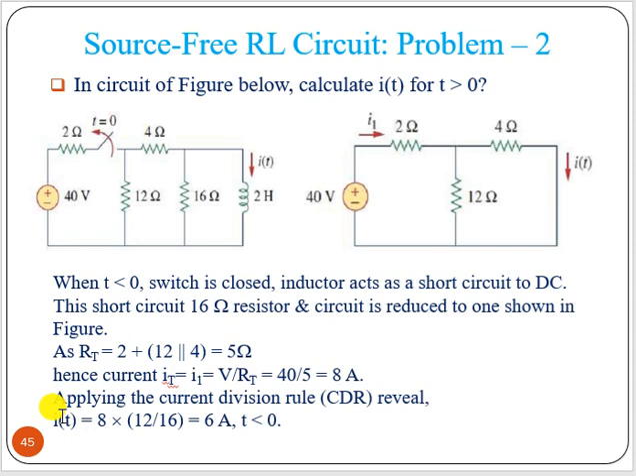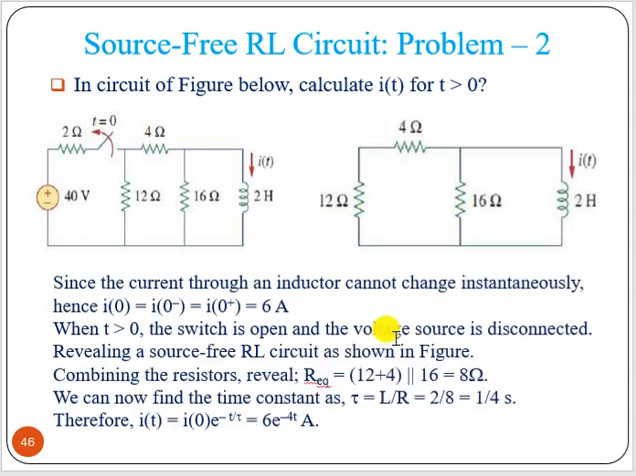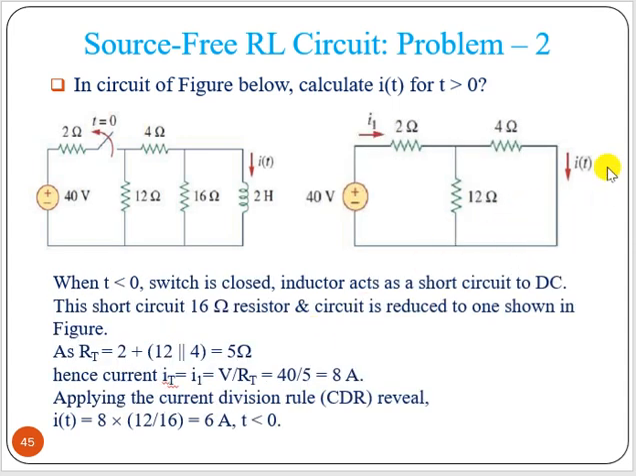And if we want to find out I1, and if we want to find out this IT, what will that be? We can apply the current divider rule: that is 8 ampere into the other branch resistance, that is 12, divided by the total branch resistance, 12 plus 4, 16, so 6 ampere. So what happened to this inductor current? Inductor current is 6 ampere now.